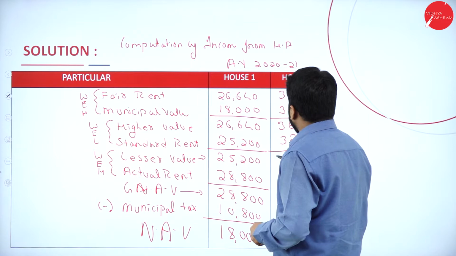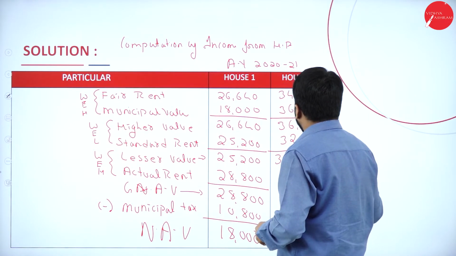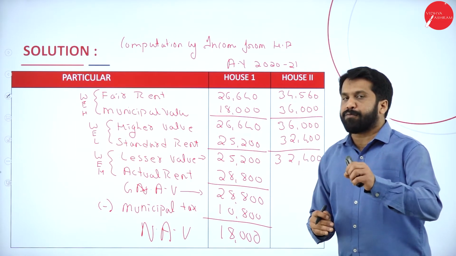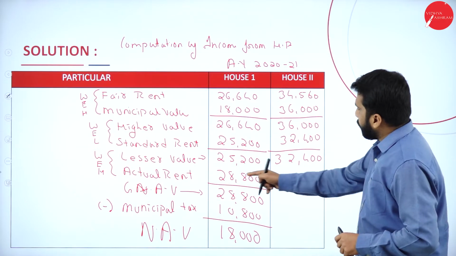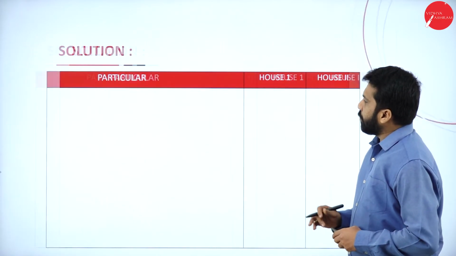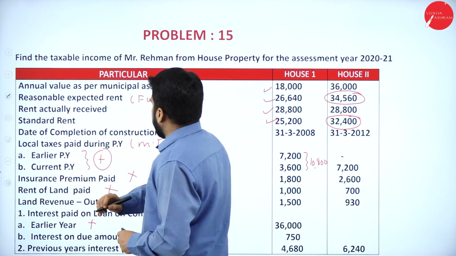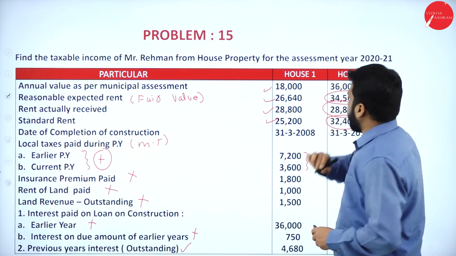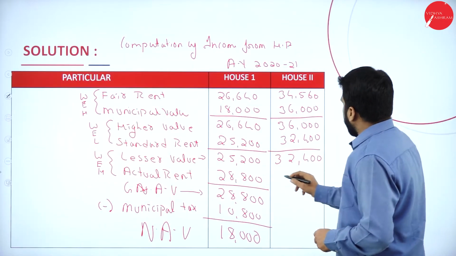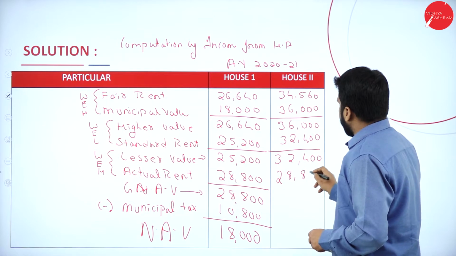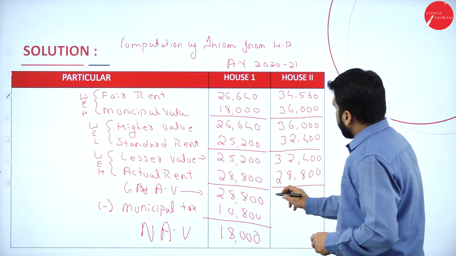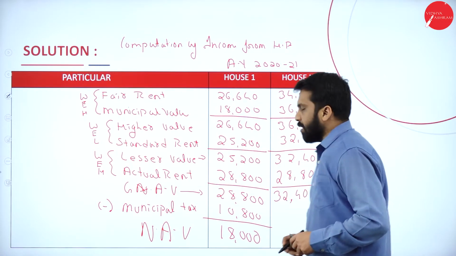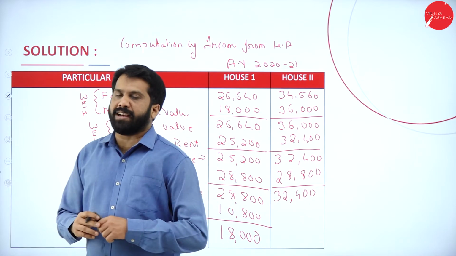You will get the lesser of the above. Out of 36,000 and 32,400, which is less? 32,400 is less. Compare with your actual rent. What is your actual rent here? Rent received is 28,800. Whichever is higher, 32,400 is the higher. Hope you understood. So the higher value we should consider for your final answer.